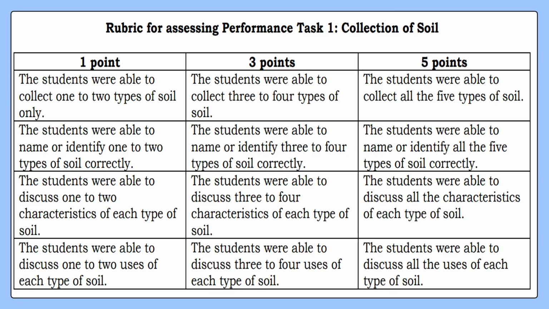And here's the rubric for assessing performance task 1, collection of soil. 5 points being the highest, 1 point being the lowest.